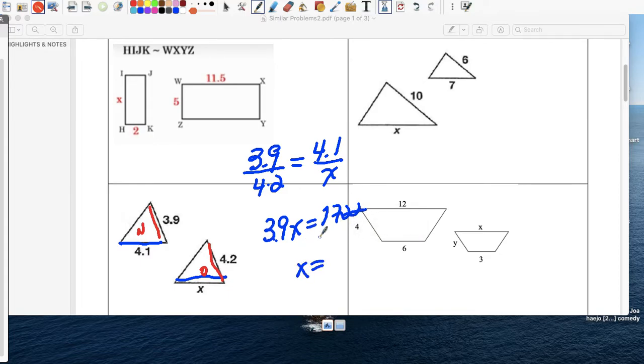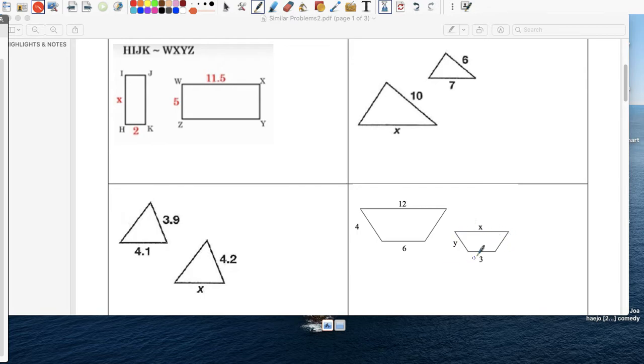Divide both sides by 3.9, and we get the magical number, and we're going to round it to 4.42. It's 4.4153, etc., but we're not going to go that far, so just round it to 4.42. Okay.